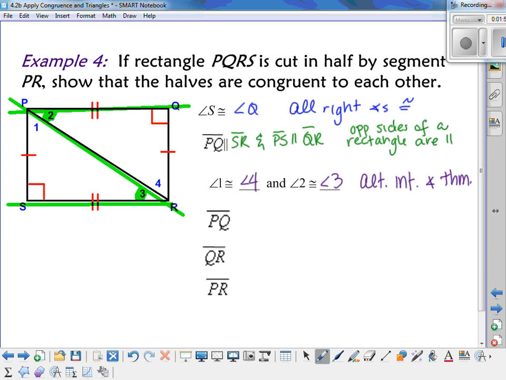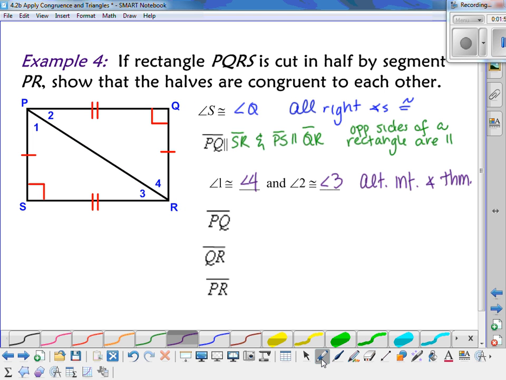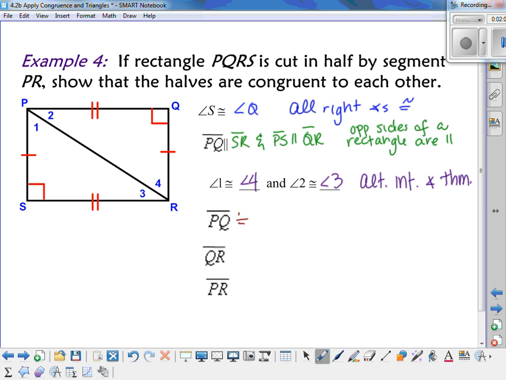Alright, so now I've shown all the angles are congruent, I have to show all the sides are congruent. Well, fortunately for us, they gave us that. And I know that PQ is congruent to SR, as that was given in the figure. Also, opposite sides of a rectangle are congruent. QR is congruent to PS, again given, or because opposite sides of a rectangle are congruent.